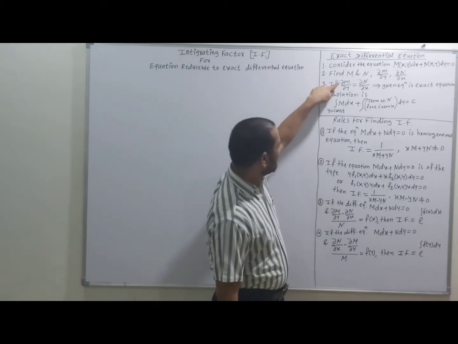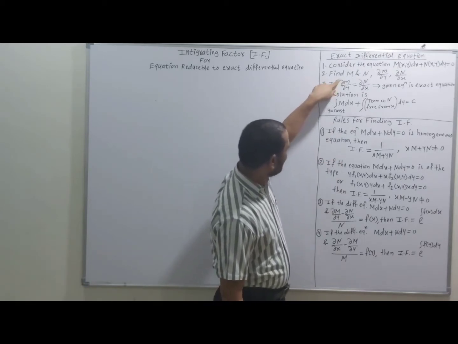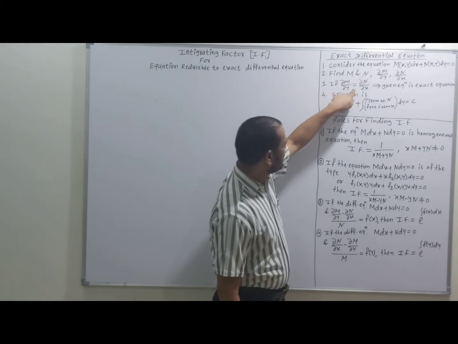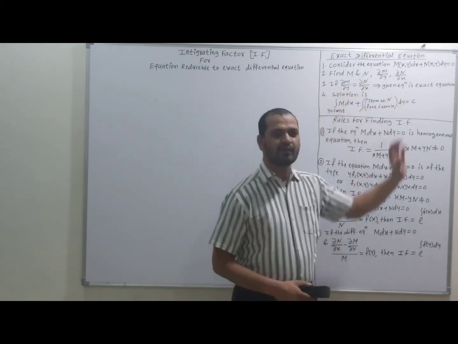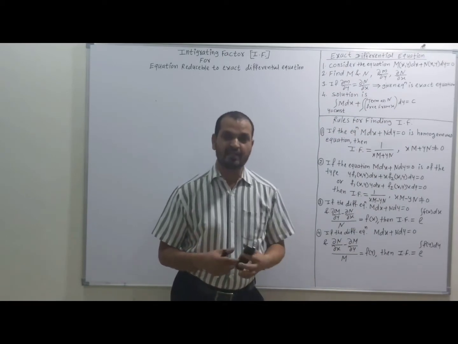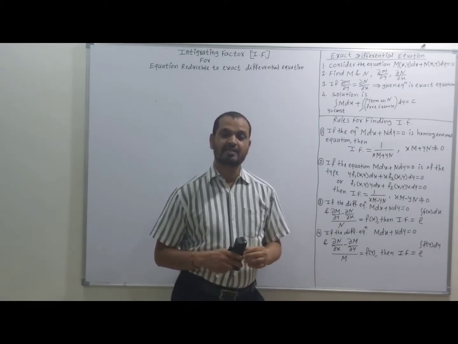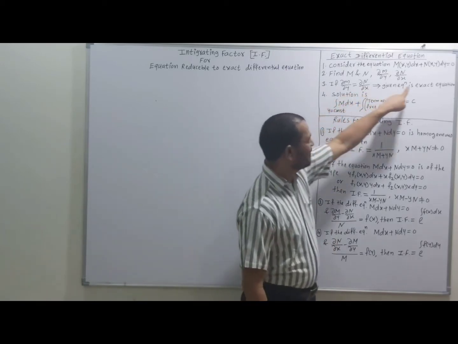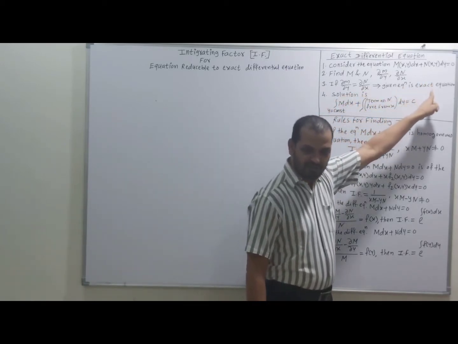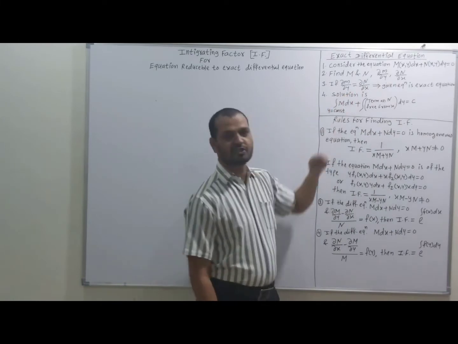Then the third step is to check whether the partial derivative of M with respect to y is equal to the partial derivative of N with respect to x. If this condition holds, then the given equation is always exact. This condition is also called the condition for exactness. If this condition holds, then the given equation is exact, and if the equation is exact, then surely this condition holds.